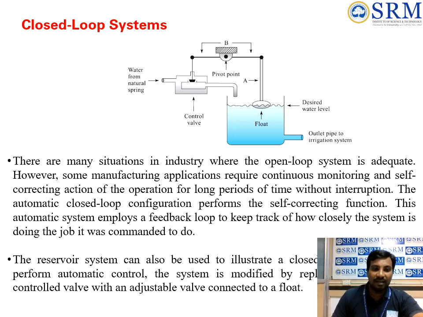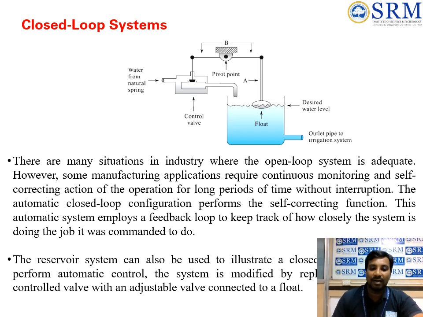Here is another example. There are many situations in industry where the open loop system is adequate. However, some manufacturing applications require continuous monitoring and self-correcting action of the operation for longer periods of time without interruption. The automatic closed loop configuration performs the self-correcting function continuously, and this automatic system employs the feedback loop to keep track of how closely the system is doing the job it was commanded to do.